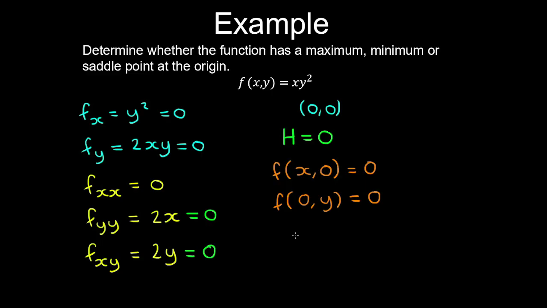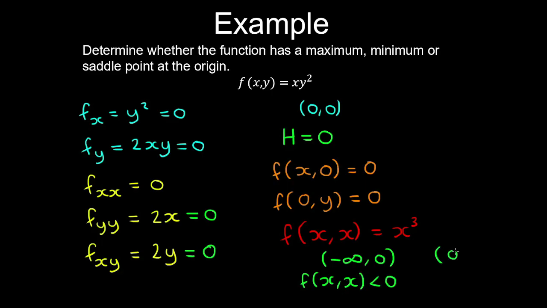So what we'll try is evaluating the function along the line y is equal to x. So we take the function of x, and that gives us x cubed. So therefore for negative values of x, the function evaluates to a negative value, and for positive values of x, the function is always positive. So if we took a small disk around the origin at the critical point, we see that the point is neither a minimum or a maximum, and we assume it's a saddle point.